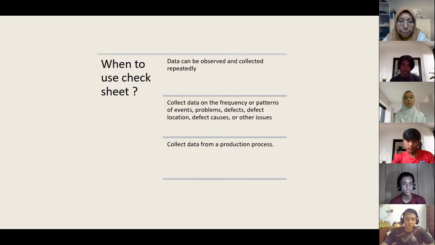So when to use check sheet? When the data can be observed and collected repeatedly by a person. When they collect data on frequency or patterns of events, problems, defect location, defect causes, or similar issues. And the last one is collecting data from a production process.